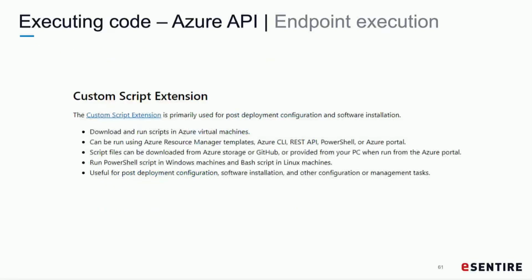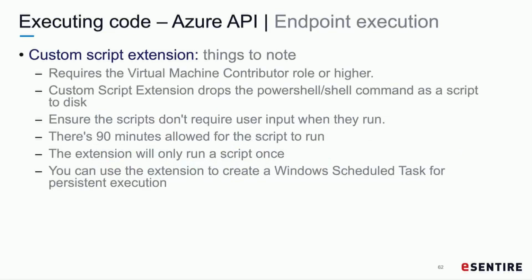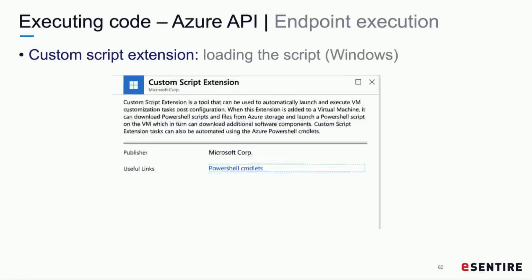And then on the custom script extension side, very similar. It's used for legitimate purposes. It requires a certain level of permissions, very similar to the run command. It's just executed in a different way. The scripts are also dropped to disk here. If you're trying to do something bad, there is a timeout on it. So if you're sending a reverse shell built in through PowerShell, that type of thing, that's going to die after about 90 minutes. So you would want to create a scheduled task or something to get some persistence on the box, presumably. And this is the workflow for the custom script extension from the portal itself.